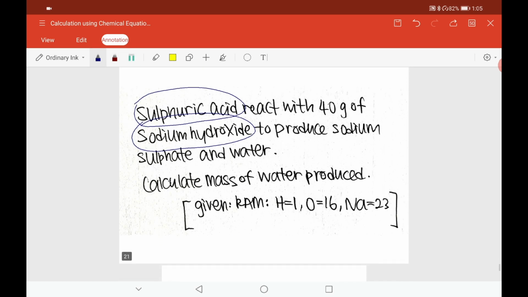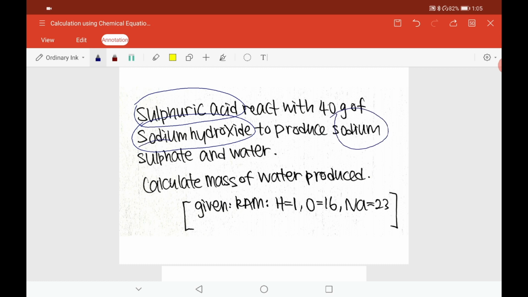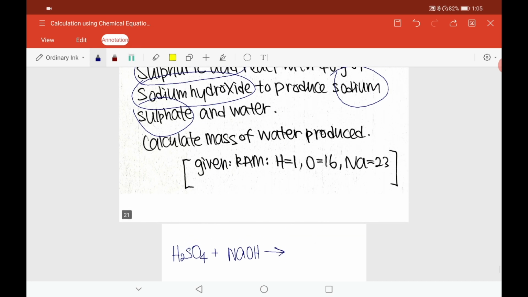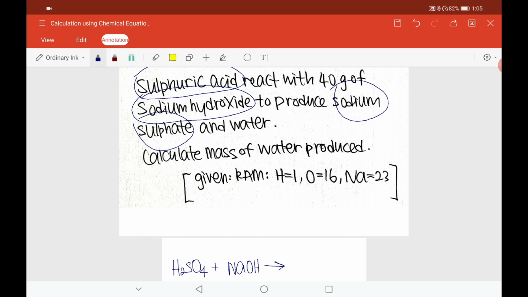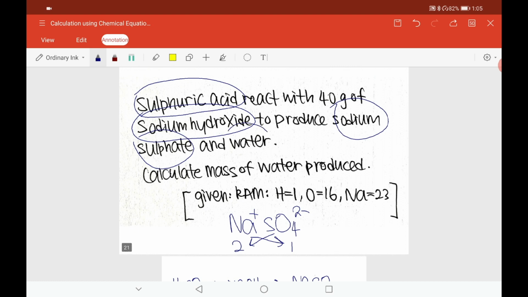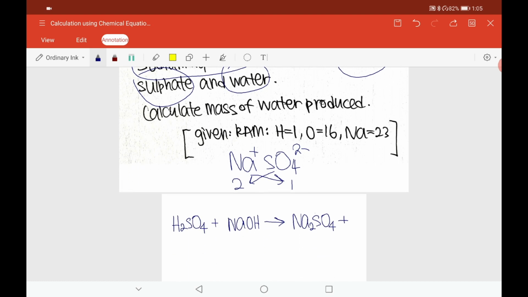So they will produce sodium sulfate. Sodium sulfate, what is the formula? Same thing, we don't memorize, but we predict it. Sodium, the charge is Na+. Sulfate, the charge is SO4 2-. So they have different charges, and we do the cross method. When we do the cross method, the formula is Na2SO4. Okay, sodium sulfate. Lastly, the other product is water. Water is H2O.